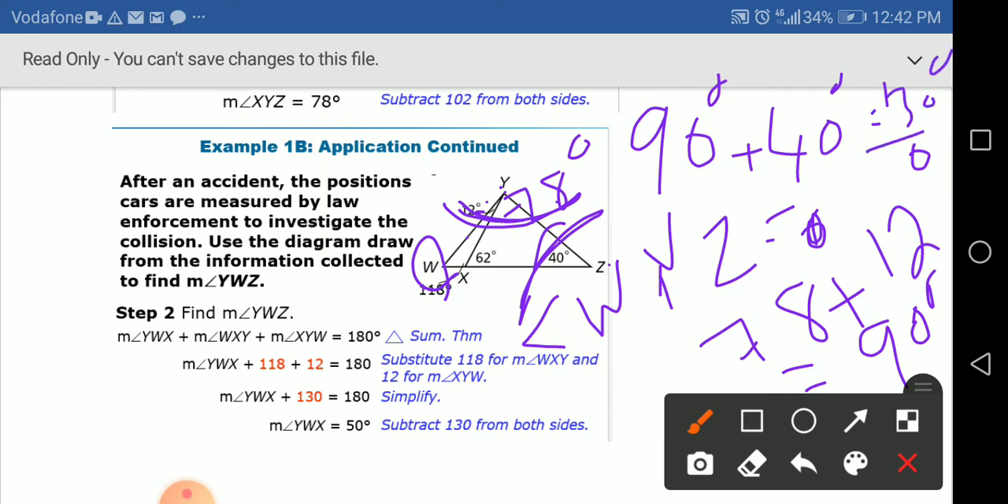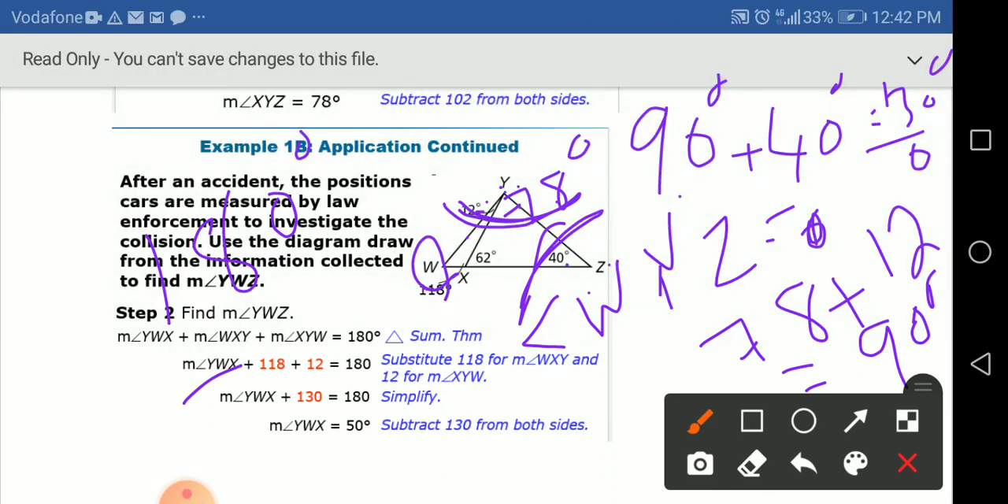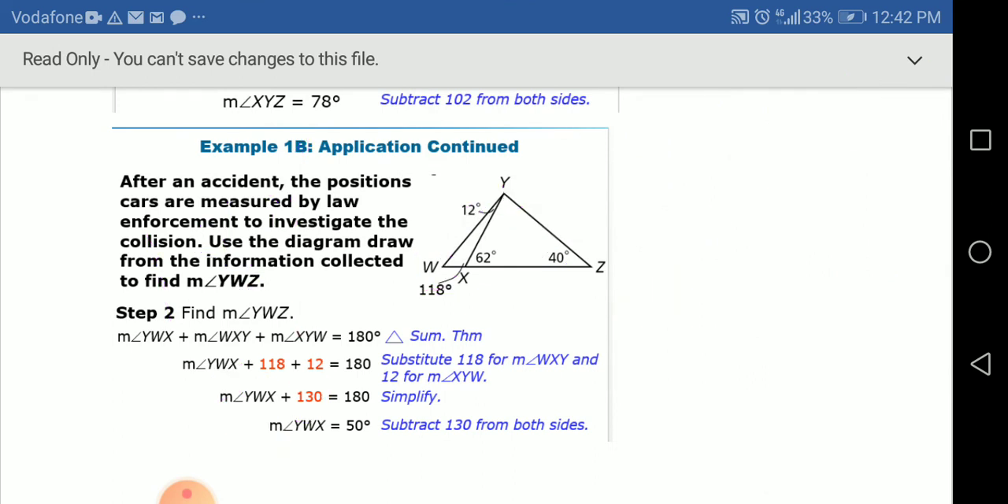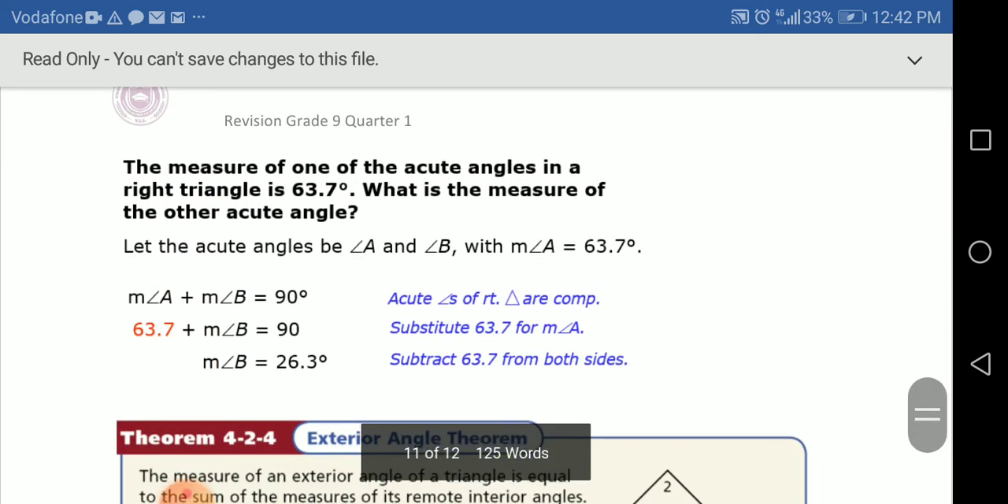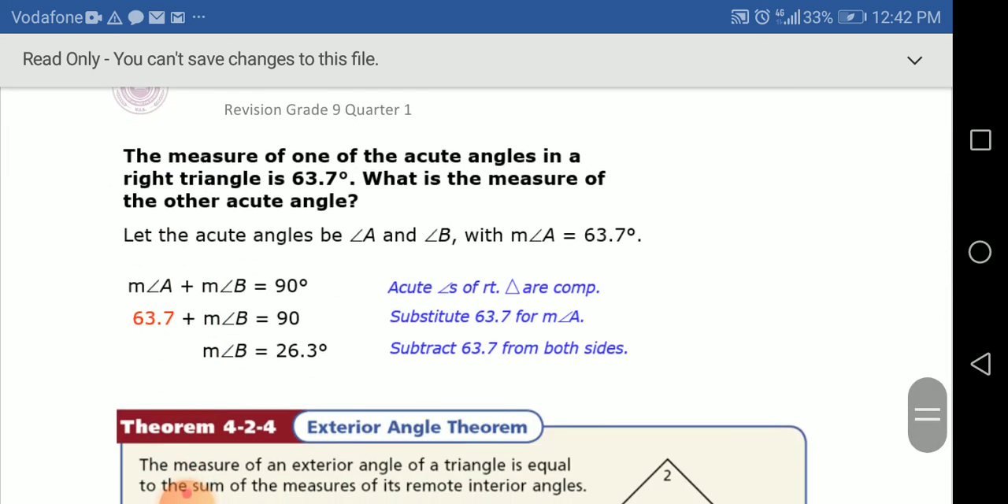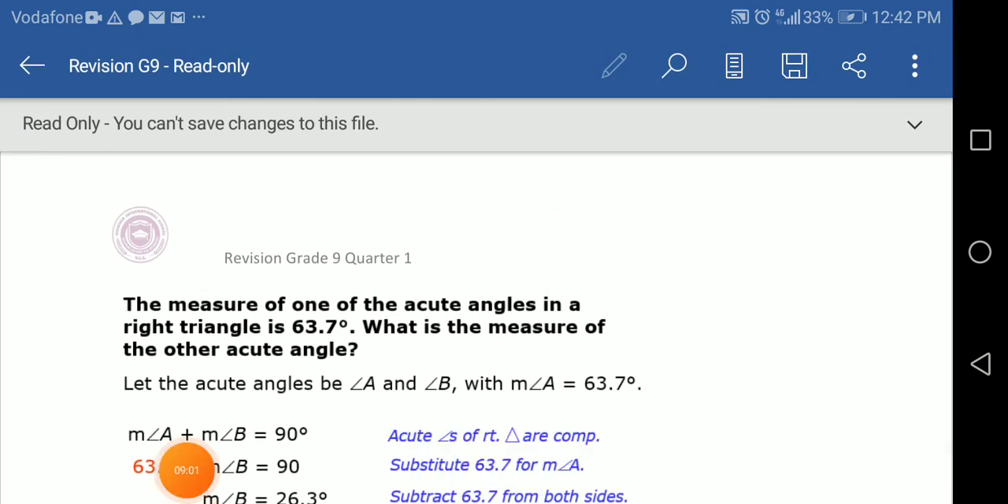So the angle YWZ will be what? 180 minus the sum of 90 and 40, which is 130 degrees. So it gives me 50 degrees. We have explained this a lot, and this is very important. The most important thing is to know what's required, guys.